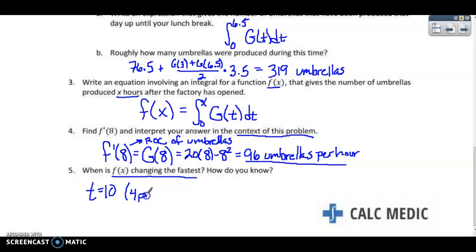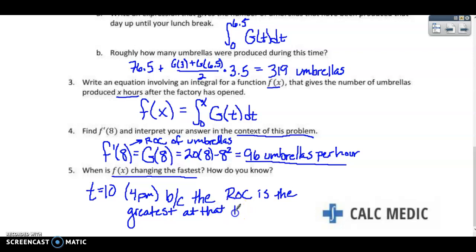I must have been predicting that earlier. 4 p.m., because the rate of change, the ROC, is the greatest at that time. And it's about 100 umbrellas per hour.